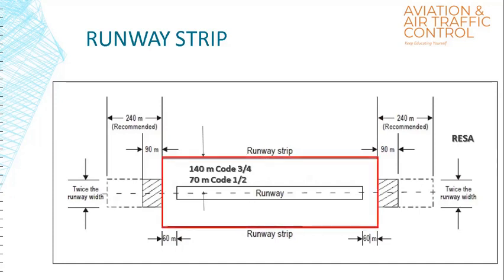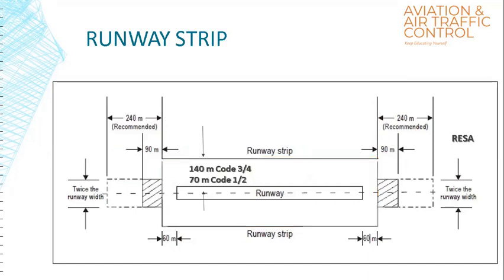So let's understand about the runway strip first. Runway strip means a defined area including a runway and stopway. Stopway is not mandatory. The runway strip is intended to reduce the risk of damage to aircraft running off a runway and to protect aircraft flying over it during takeoff or landing operations.